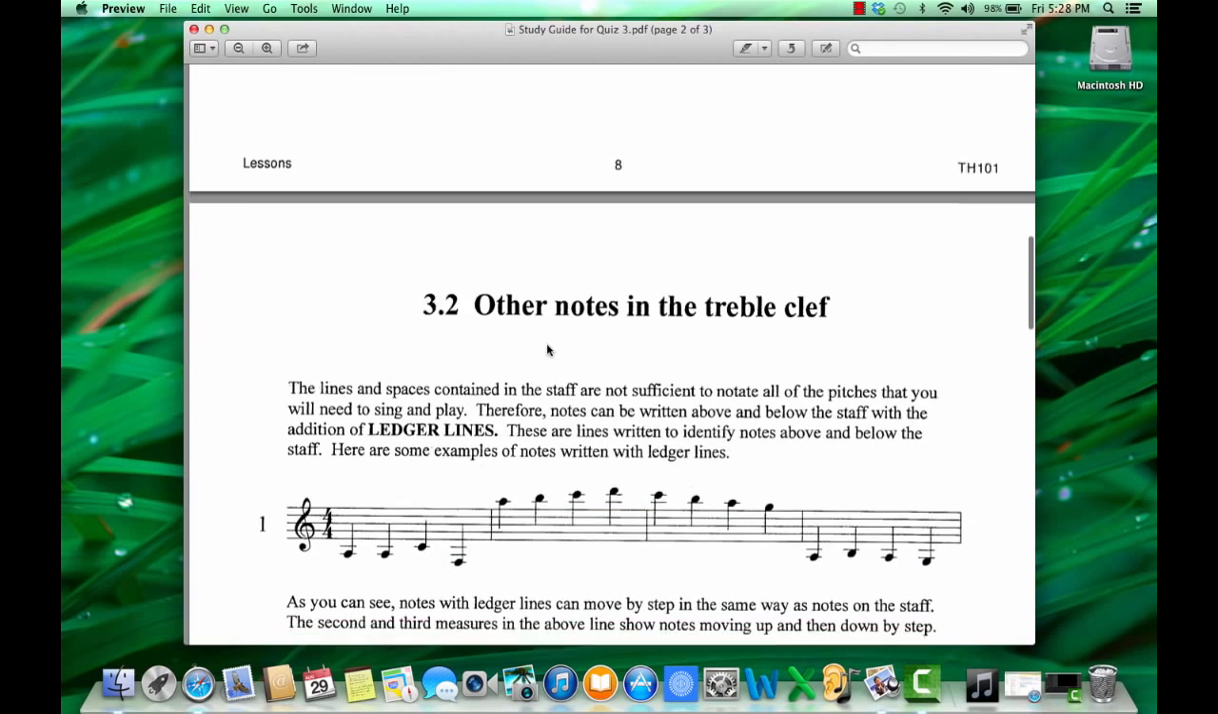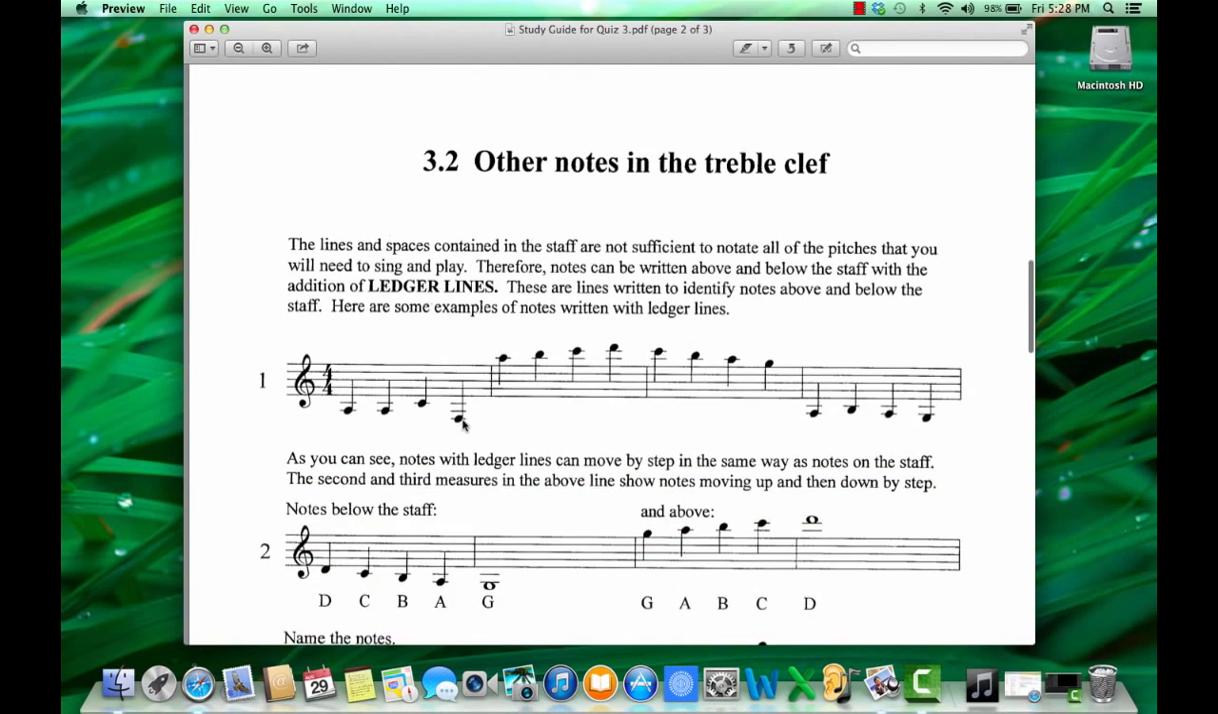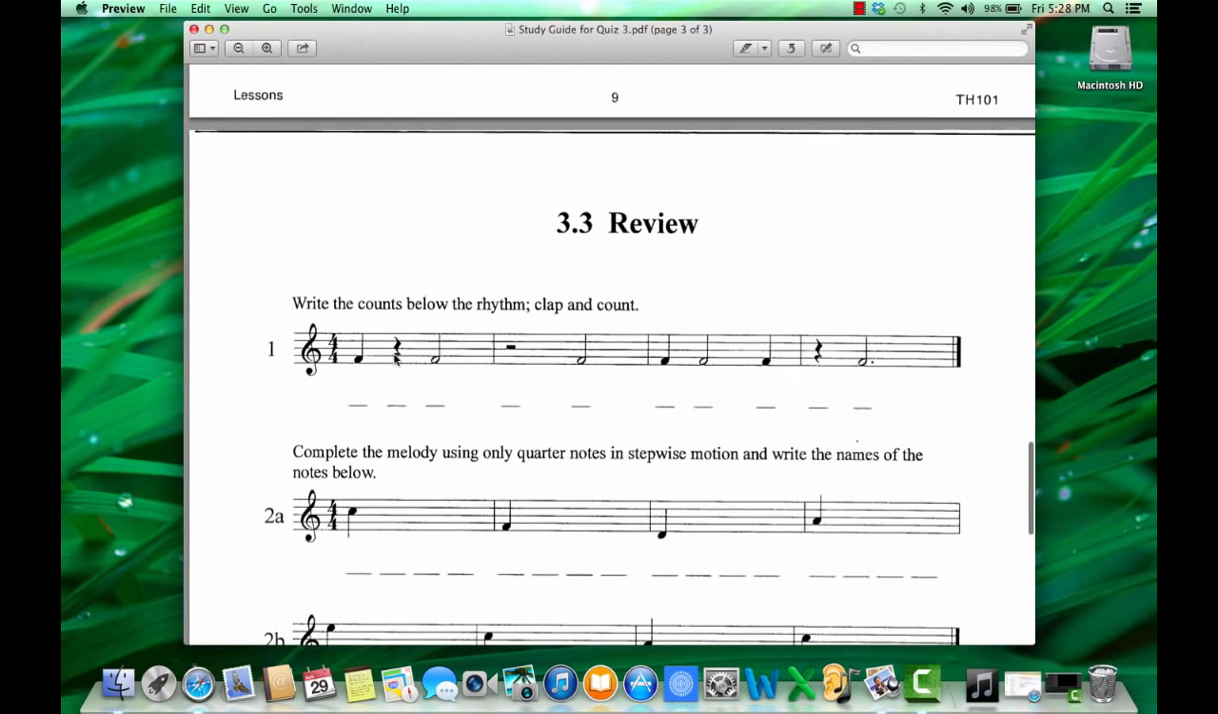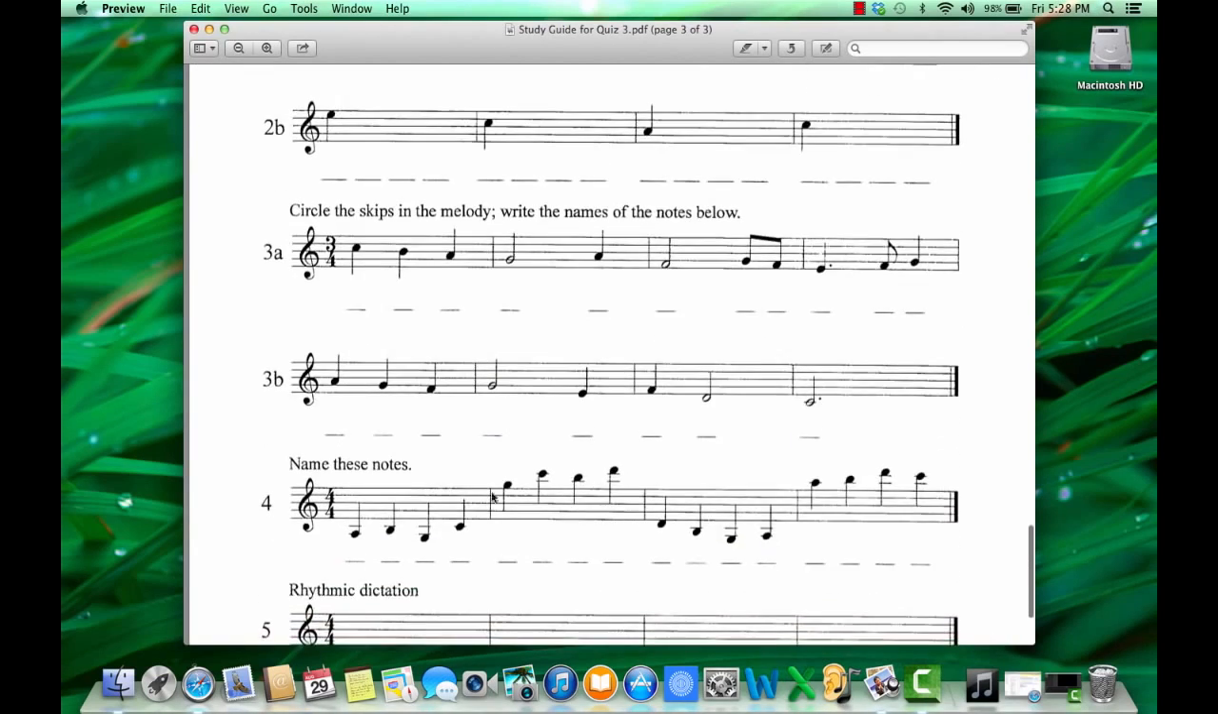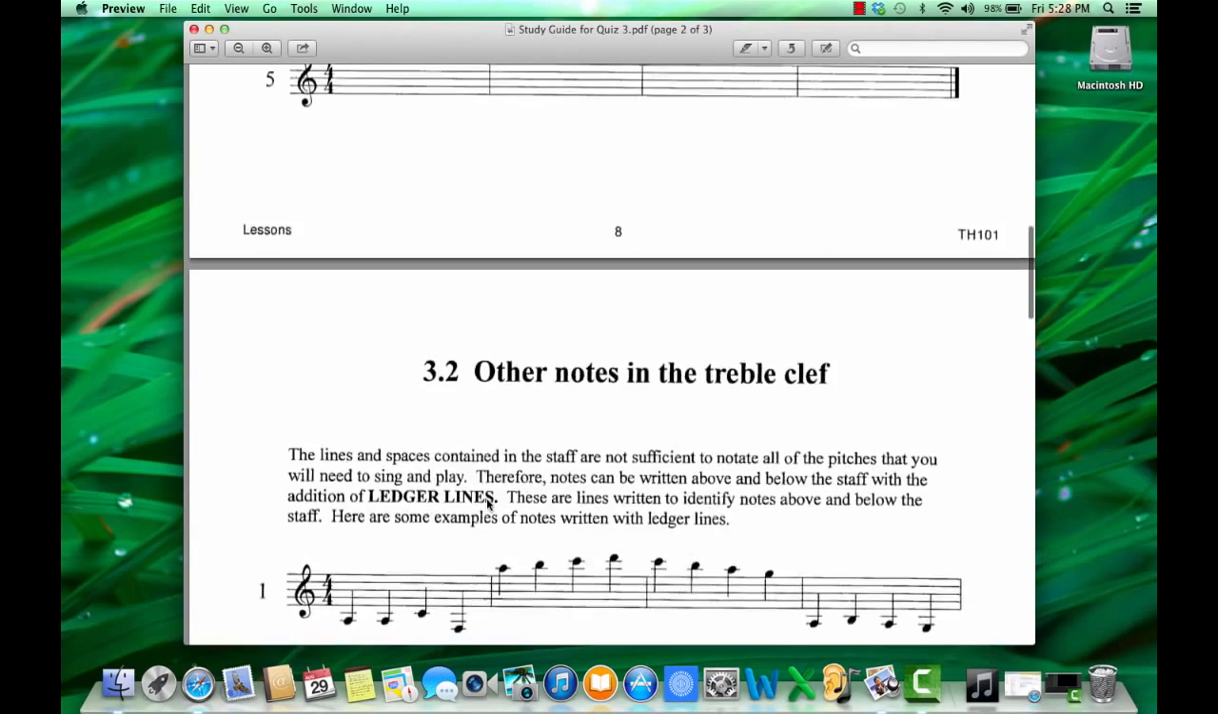The second concept we'll learn is that notes can be written below the staff and above the staff. Remember, the staff is the 5 horizontal lines upon which a lot of notes are written, but not all. Lastly, we'll review how to count rhythm and clap and snap as we do. So let's start at the beginning.